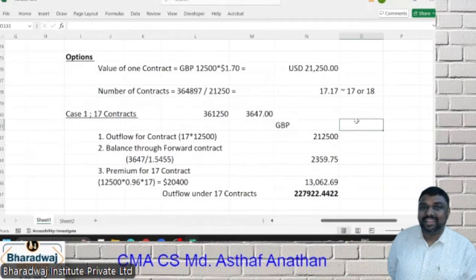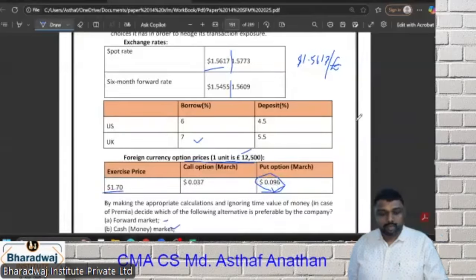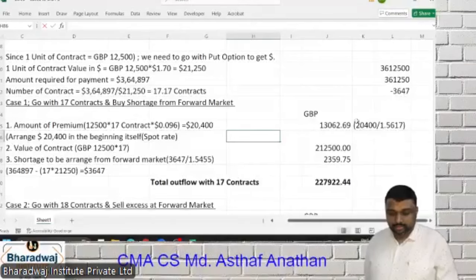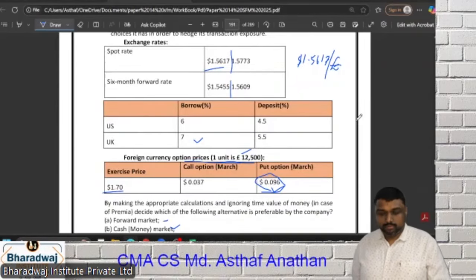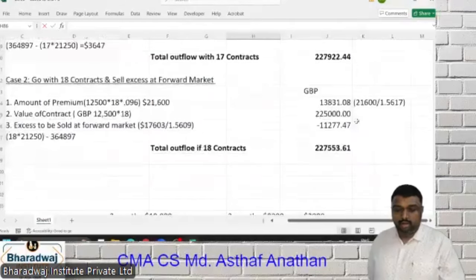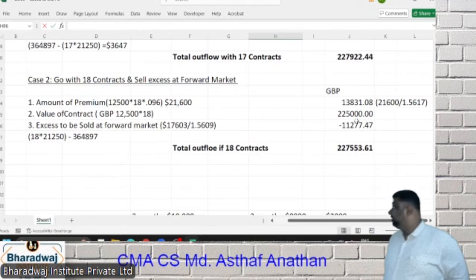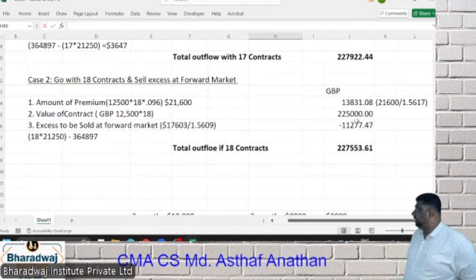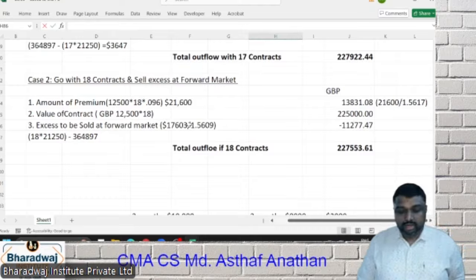So what is the answer for the 18 contract, friends? It will be 227,553. So congrats to those who got the correct answer. I have already told you the calculation: the 17,603 logic, the 12,500 logic. This is the amount of premium we have to make.